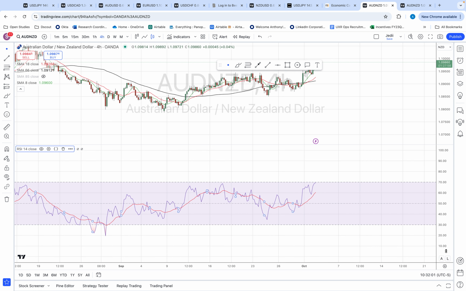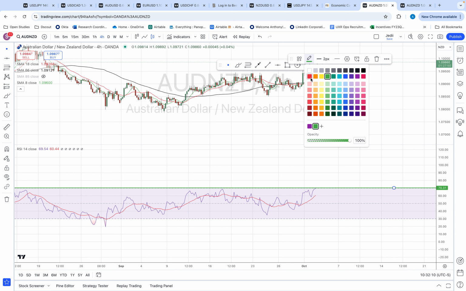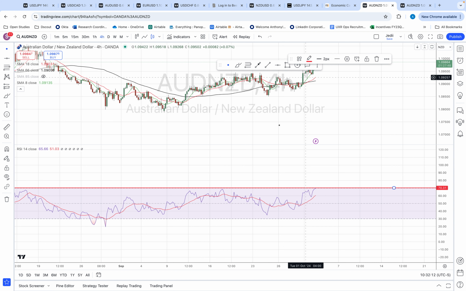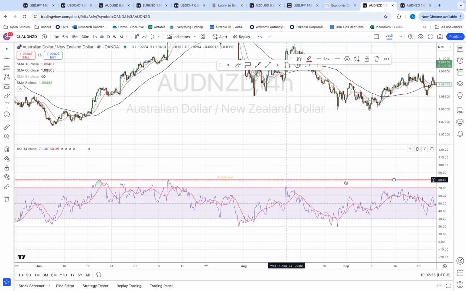So then the next thing you want to do is put 6 lines on this chart, and it can be whatever color you want. You're going to put it at 70, 80, and 90 on the top. So I'm reading these numbers over here: 70, 80, 90.